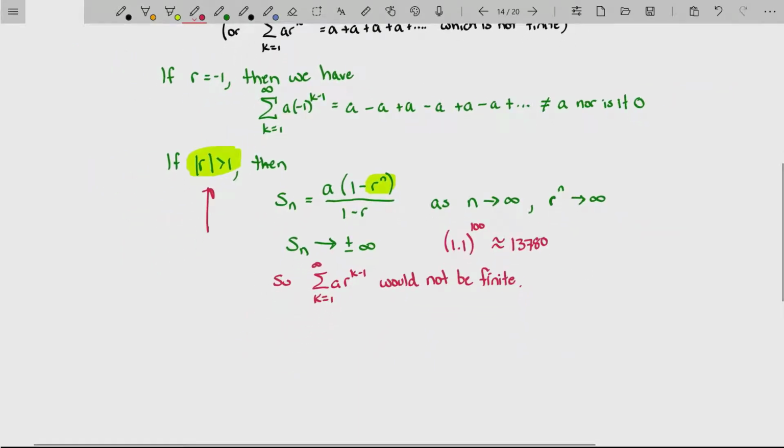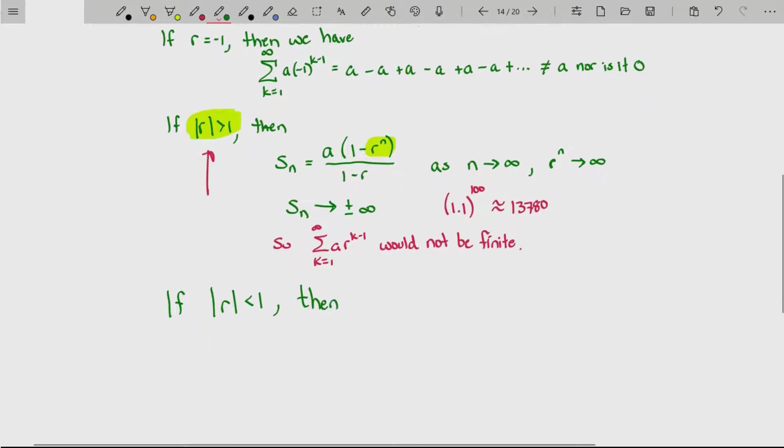But the one I really want to focus on is, what if the absolute value of r is strictly less than 1? Well, this requires a little bit of calculus as well. So if the absolute value of r is less than 1 in magnitude, then as n runs off to infinity, r to the nth actually approaches 0. And you could test this out. In fact, let's go over to Desmos. I think this is a good application for Desmos here.